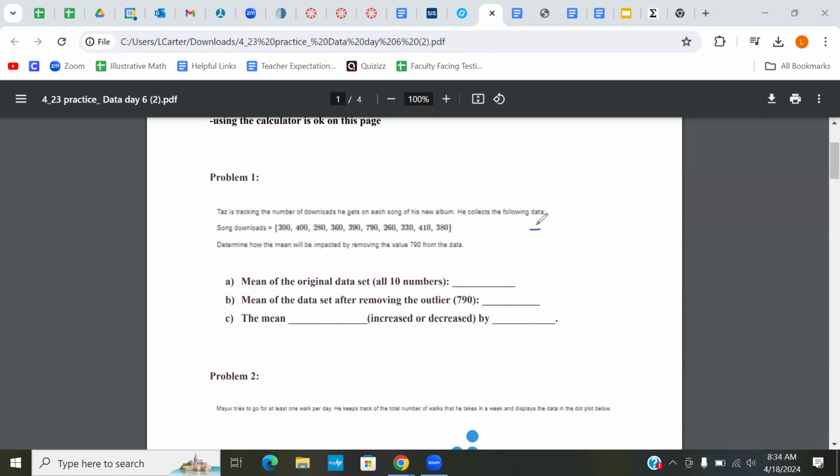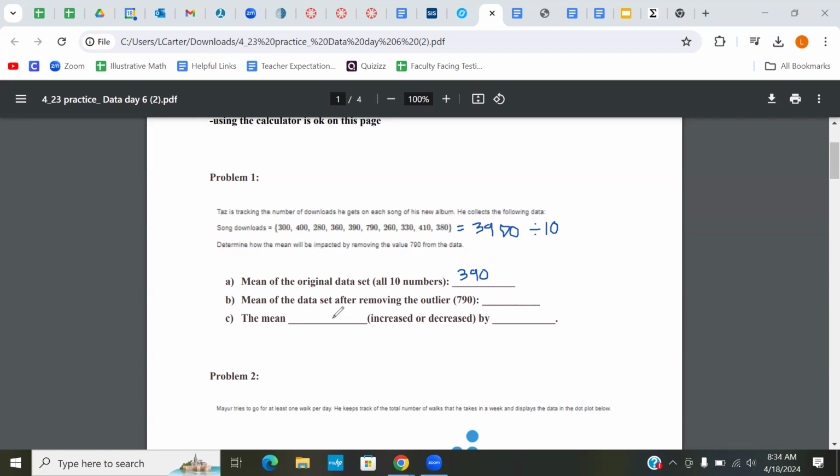So that means that to find the mean, we have to take the sum of the data and divide by 10. Okay, so basically we have to add all these up. So that's where a calculator comes in handy. Okay, so the sum of these equals 3,900. Okay, so then we're going to divide that by 10. That means the original data set has an average, or a mean, of 390.